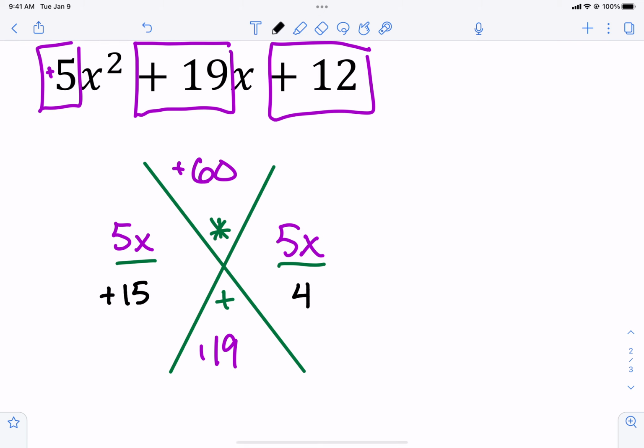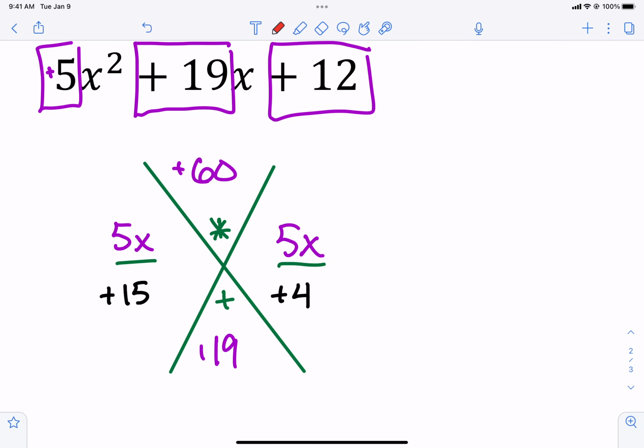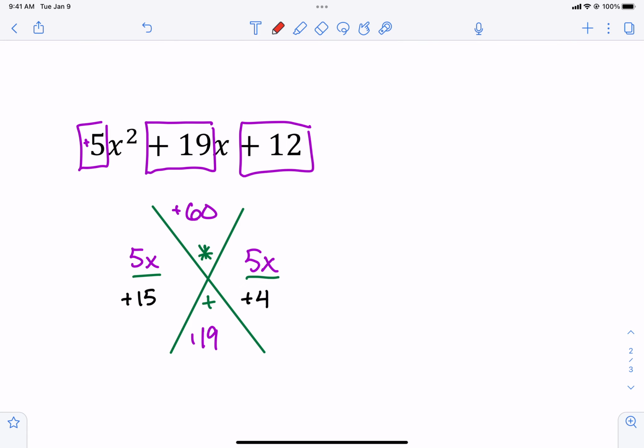And since those are both positive, I'm going to put a plus on both of those right now. Now, as soon as I've done that, then what I want to do is look at this and say which fraction is going to reduce. Remember, most of the time, one fraction will reduce.